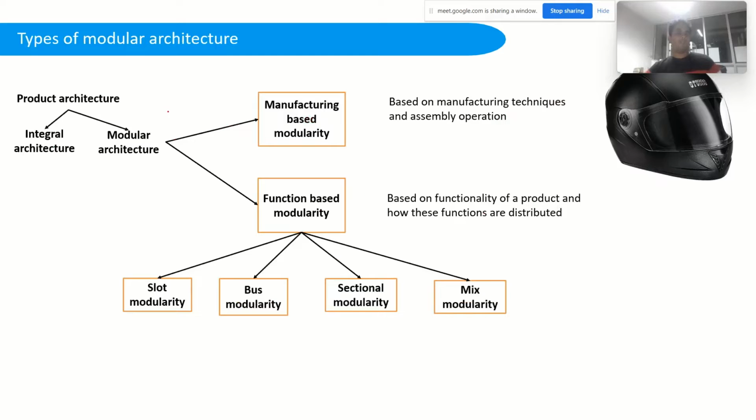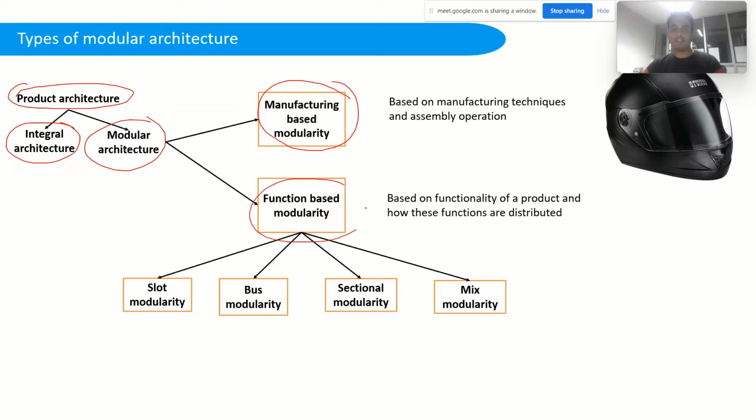Okay, so what we learned so far is that product architecture can be divided into integral architecture and modular architecture. But again, modular architecture can also be subdivided into two categories: one is manufacturing-based modularity and another is functional-based modularity. Manufacturing-based modularity means that based on manufacturing techniques and assembly operations, you are grouping the components.